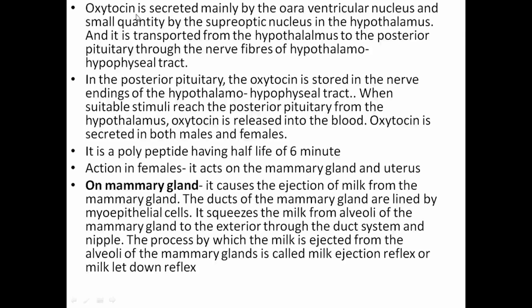The second hormone is oxytocin. It is secreted mainly by the paraventricular nucleus and in small quantity by the supraoptic nucleus in the hypothalamus, and it is transported from the hypothalamus to the posterior pituitary through nerve fibers of the hypothalamo-hypophyseal tract. In the posterior pituitary, oxytocin is stored in the nerve endings of the hypothalamo-hypophyseal tract. When suitable stimuli reach the posterior pituitary from the hypothalamus, oxytocin is released into the blood.